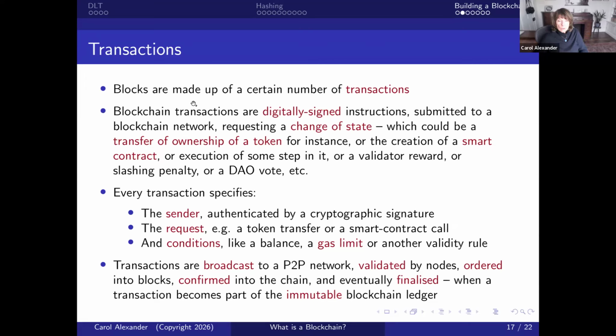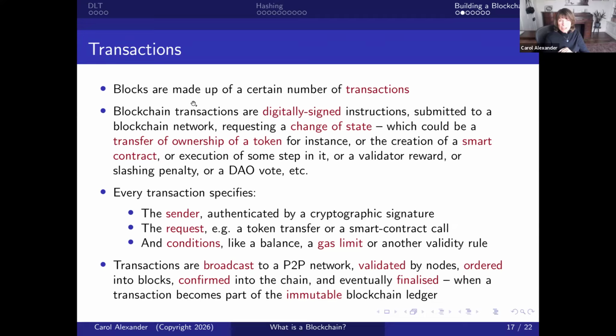But the common thing of all transactions is you have to have these 3 things: a sender, a request, and conditions. So the sender is the person who deploys the transaction to the network, and they have to digitally sign it. And then there's the request in the transaction, which could be the token transfer or the smart contract call or any number of other things. And then there's the conditions. This could be many different conditions. If it's a token transfer, it could be the balance of your account that you're trying to transfer from.